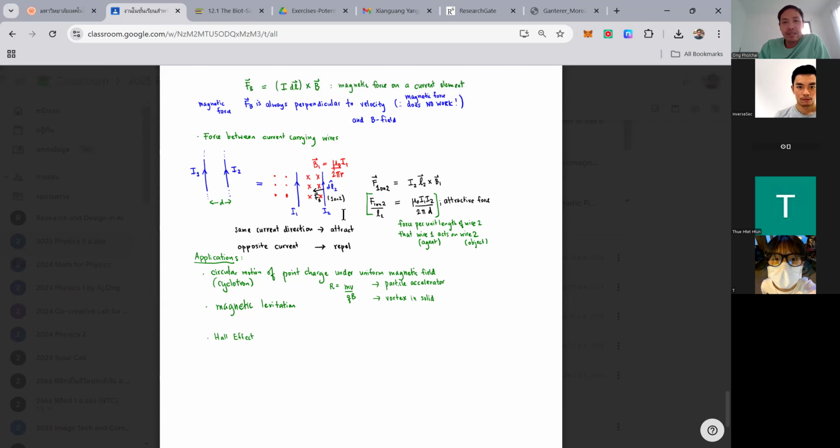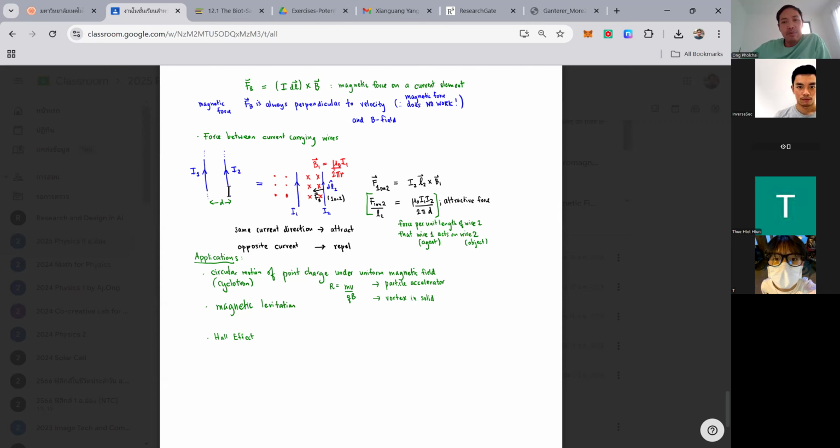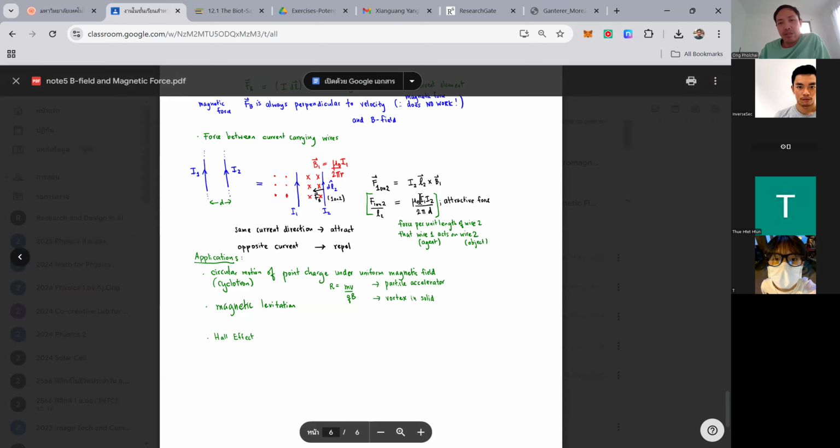So you're going to get an attractive force when you have current in the same direction. Does it make sense? So now you have this formula for current carrying wires with current in the same direction. It's going to get an attractive force with this formula from F1 to F2.